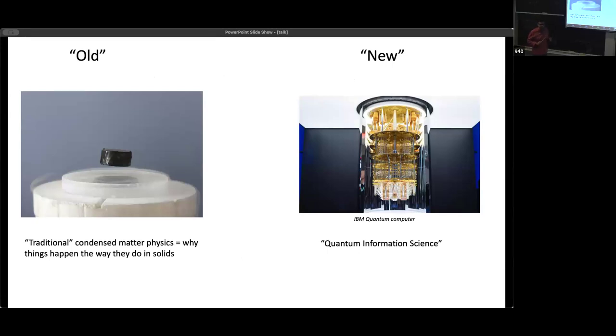Let me get straight into how I got into these experiments. As I said, jealousy was my motivation. This was me until a couple of years ago, what I would call a traditional condensed matter physicist. What does a traditional condensed matter physicist do? You take some solid which has some interesting property, it's a superconductor, and you try to make some story for why this solid behaves the way it does. That was condensed matter physics.